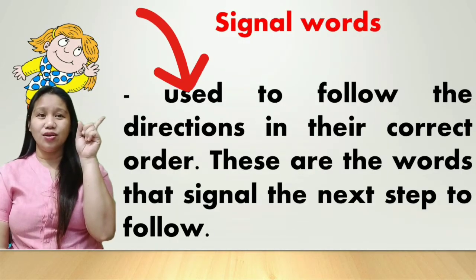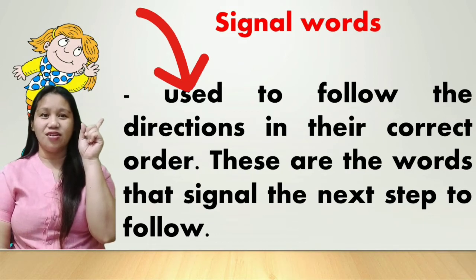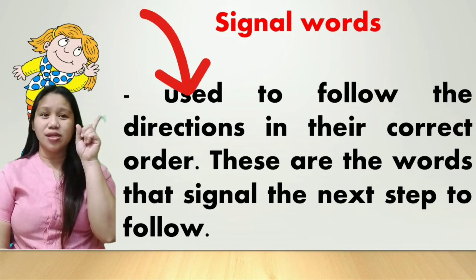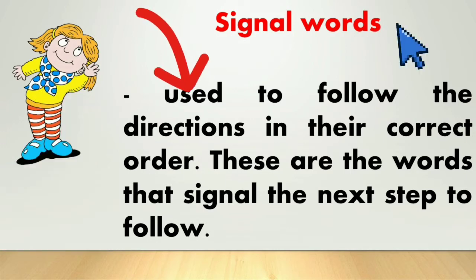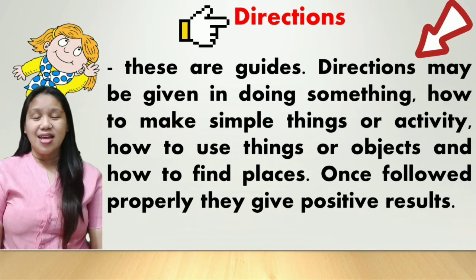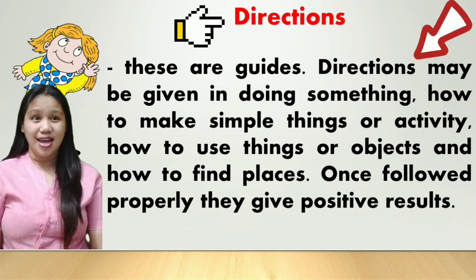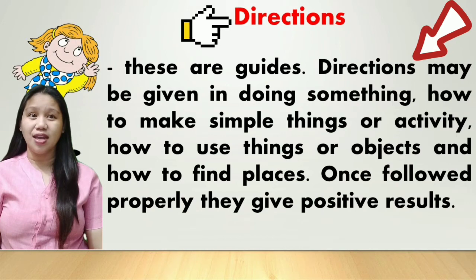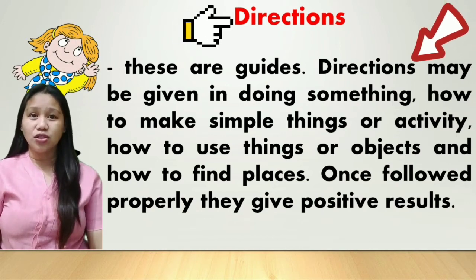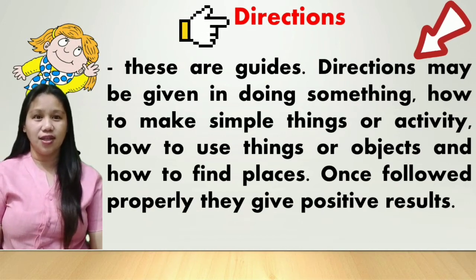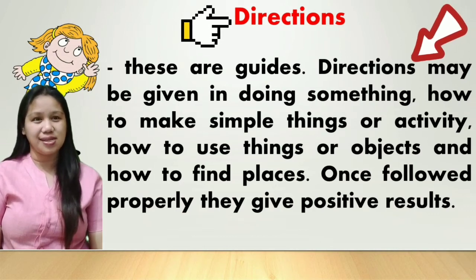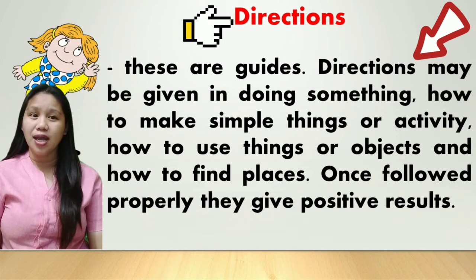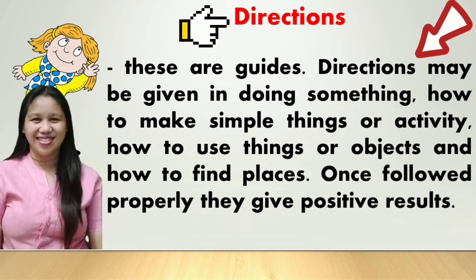Signal words are used to follow the directions in their correct order. These are the words that signal the next step to follow. On the other hand, directions are guides. Directions may be given in doing something, how to make simple things or activities, how to use things or objects, and how to find places. Once followed properly, they give positive results.